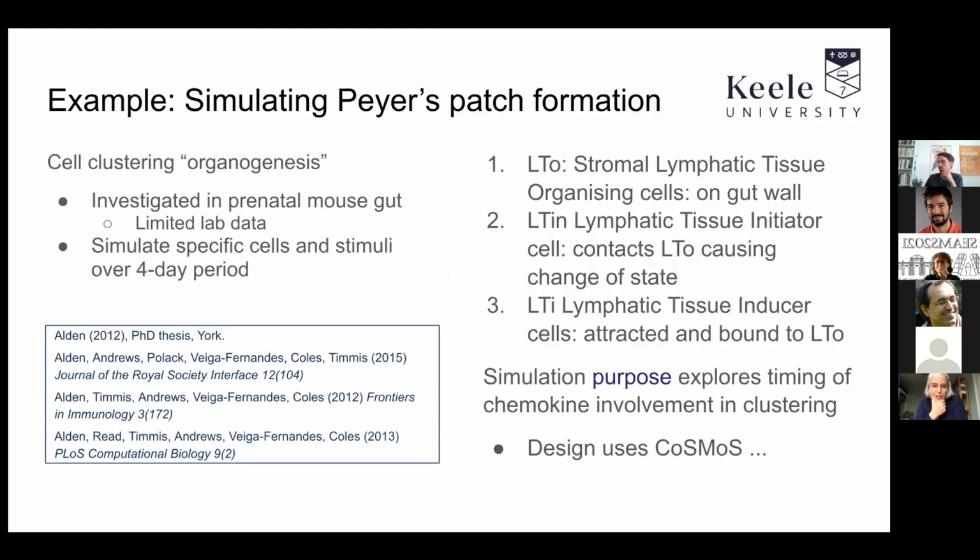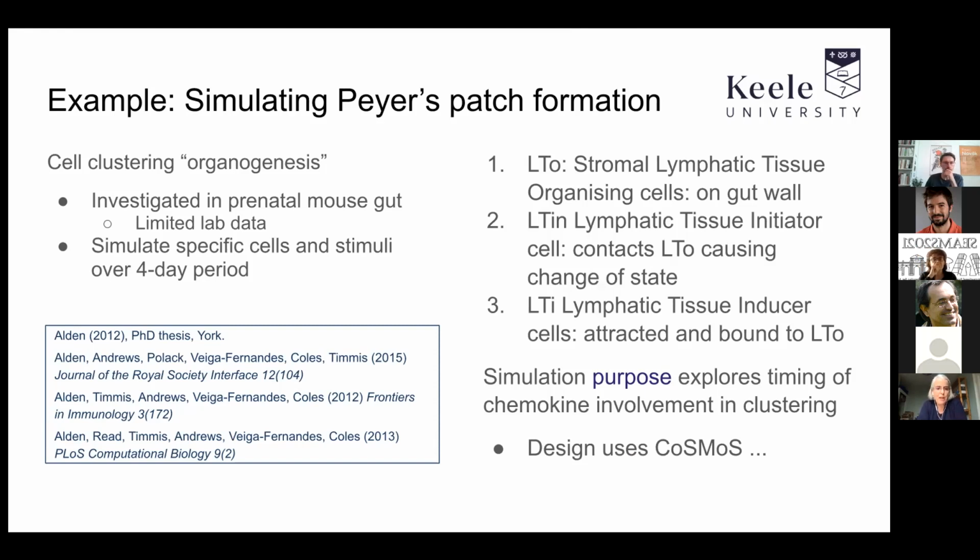So example first, just to give us something to grasp onto. You'll see from the way I present this that it's capable of being presented as a set of simple interacting components. There's some big words, don't panic. This is basically about cell clustering. It's called organogenesis. It's the formation of, in this case, little bits of the immune system, which inhabit the gut. It's investigated in labs in prenatal mice. There's limited lab data because anything that involves cutting up animals tends to produce limited examples, but also because the mouse in itself is a model system, and each mouse is going to be a slightly different variation of that model system.